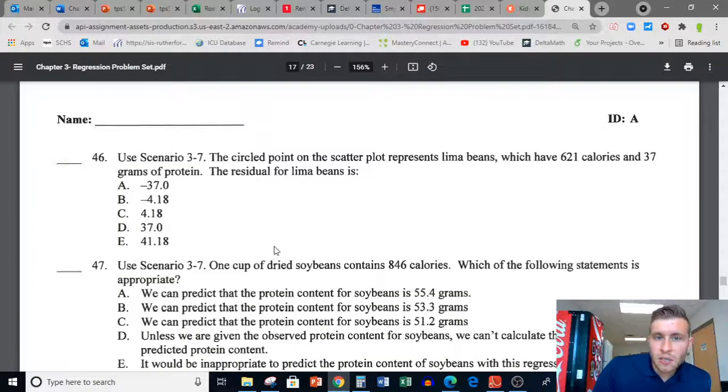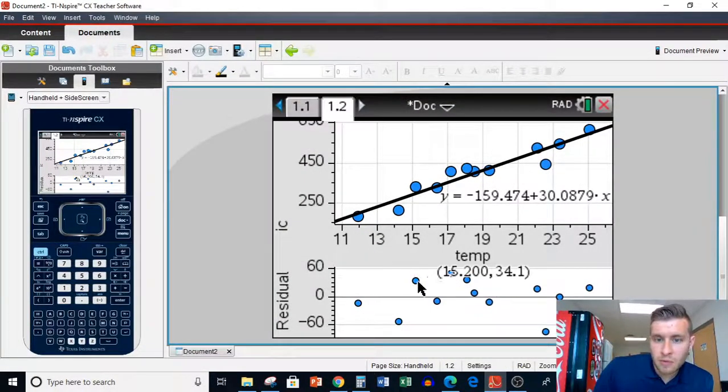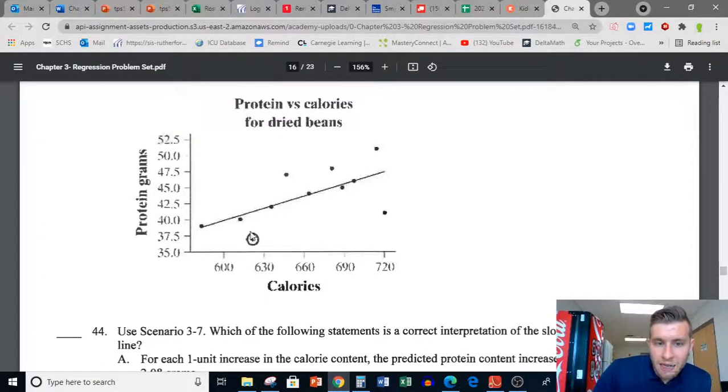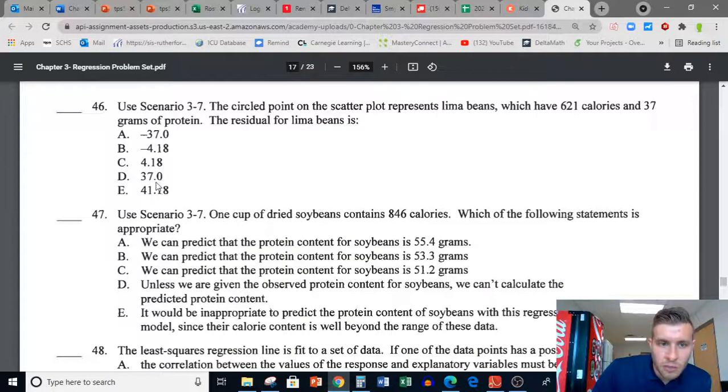Let's go on to 6. So the circled point on the scatter plot represents lima beans, which have 621 calories and 31 grams of protein. The residual for lima beans is, well, if we put it on a residual plot and highlight it, the y coordinate is the residual here. What would it have to be on this one? Well, we know it's negative, right? How far down, and this should be the y value. It's negative, but it's not a very large number.